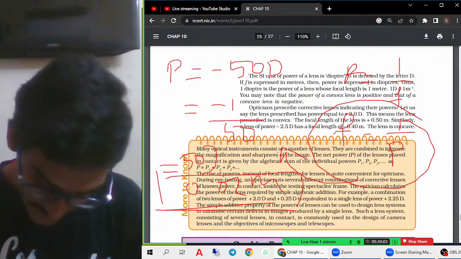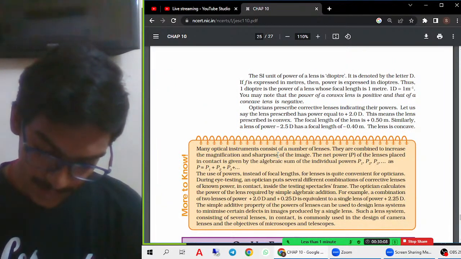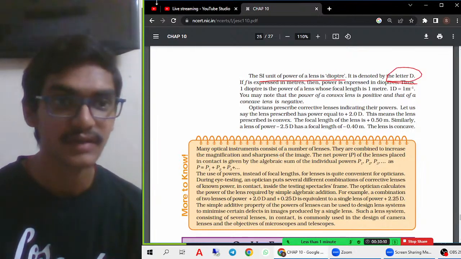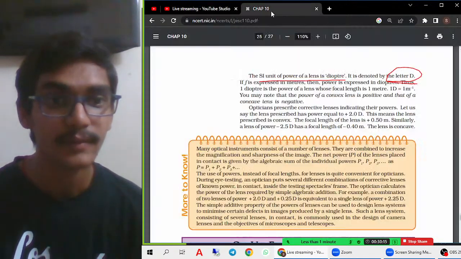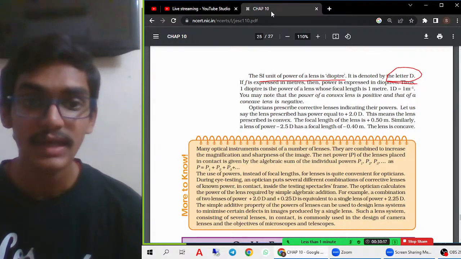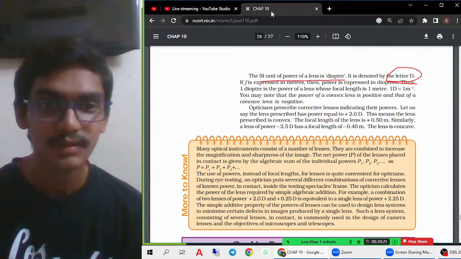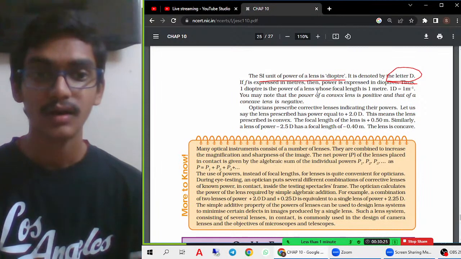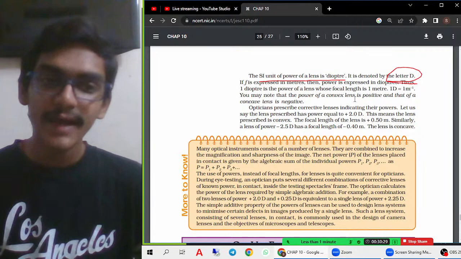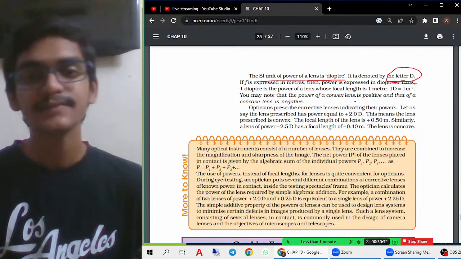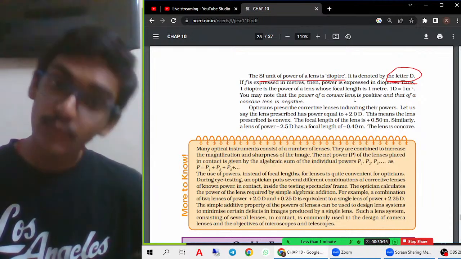So focal length is always expressed in meters. What if the question asks: the SI unit of power of lens is diopter, and diopter is represented with the letter D, right? So 1 diopter is the power of the lens whose focal length is 1 meter. That means you're always taking focal length in meters. Therefore, the power of a lens whose focal length is 1 meter is considered to be 1 diopter.